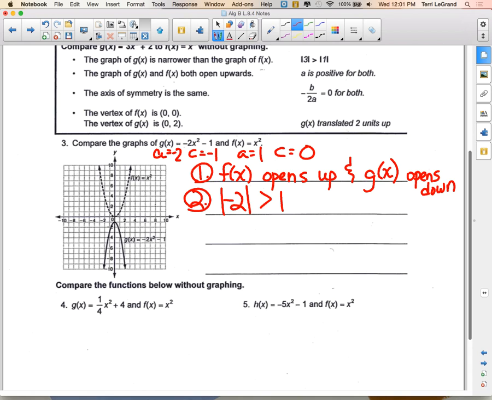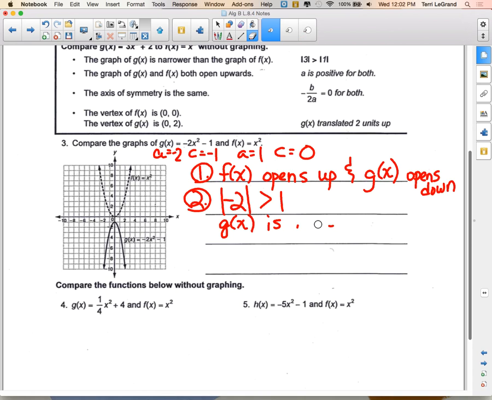Okay, when the absolute value of the a value is greater than 1, what do we expect? Wider, or narrower? Narrower, remember? It's kind of the opposite of what you think would happen. If you multiply something by a number bigger than 1, we think it should get bigger. But in this case it closes it in. So we're going to say that g of x is more narrow, or narrower.